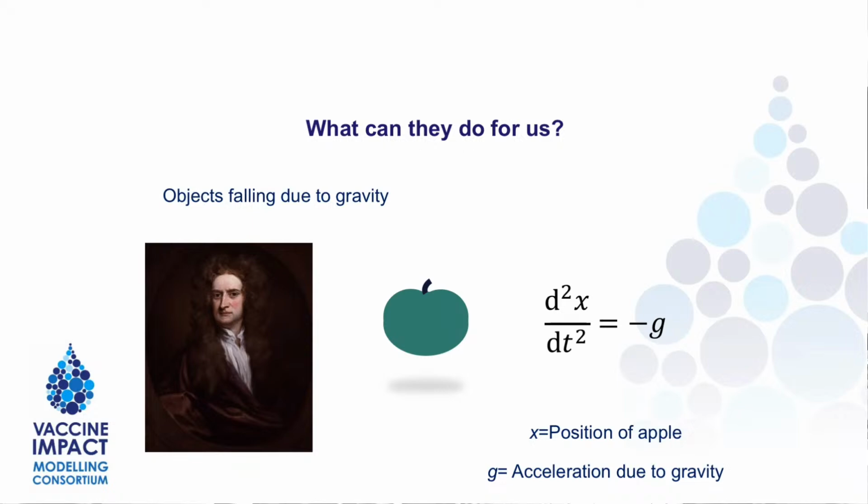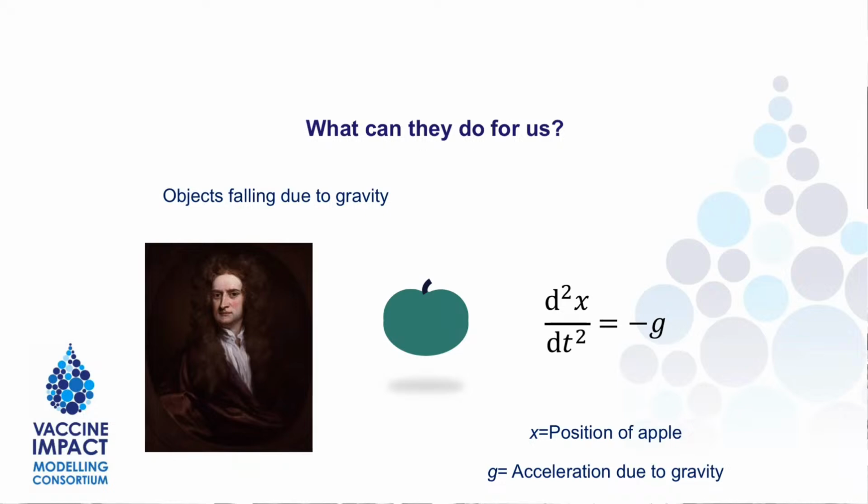We might also be thinking about movement of something, so an apple falling due to gravity. Here we've got x as the position of the apple in space. And we're thinking again, how does that change with respect to time? If we differentiate the position of the apple once, we get the speed that it's moving with respect to time. If we differentiate it again, twice with respect to time, we get the acceleration. So we can write an equation for the acceleration of the apple due to gravity.